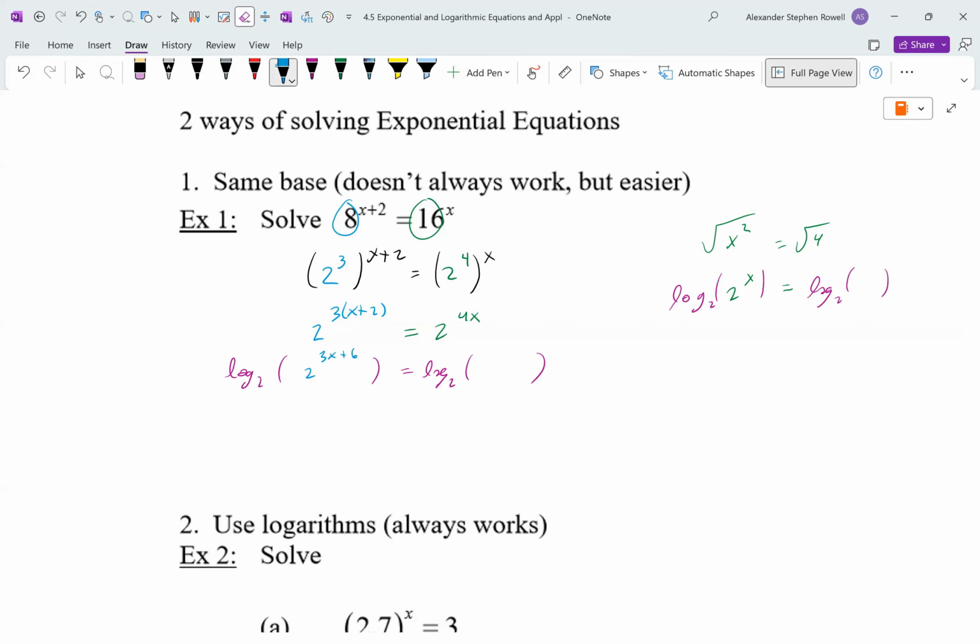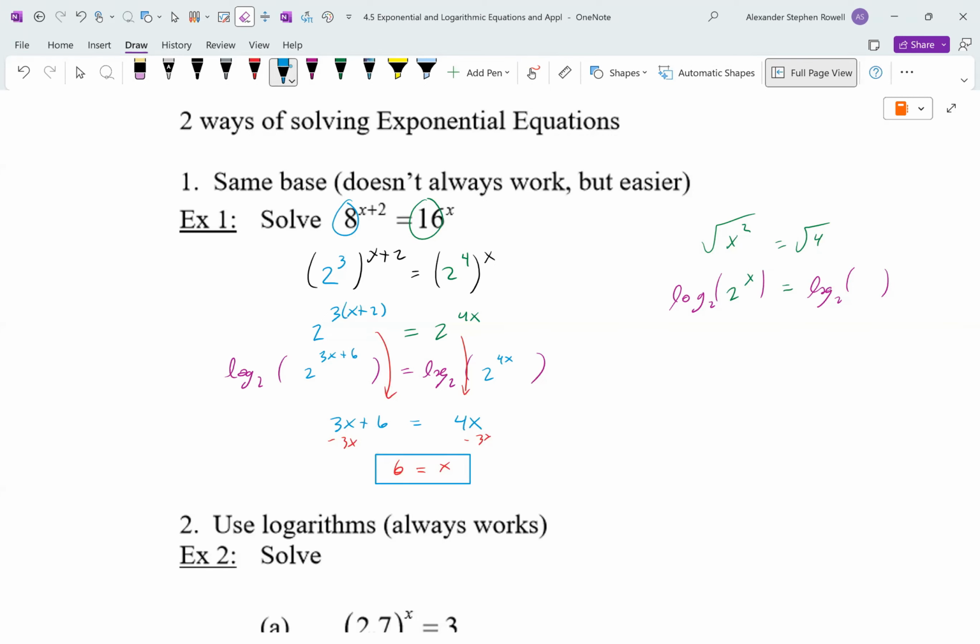3x plus 6, 2 to the power of 4x, and those undo each other, and we're left with only the exponent. 3x plus 6 is equal to 4x. Now, most people just skip to this step, and I'm okay with you doing it. But understand, we're doing the inverse operation. We're undoing the 2 to the power. And then we subtract 3x from both sides. 6 is equal to 4x, so x is equal to... No, wait, what happened? 6 is equal to x, and we're done.